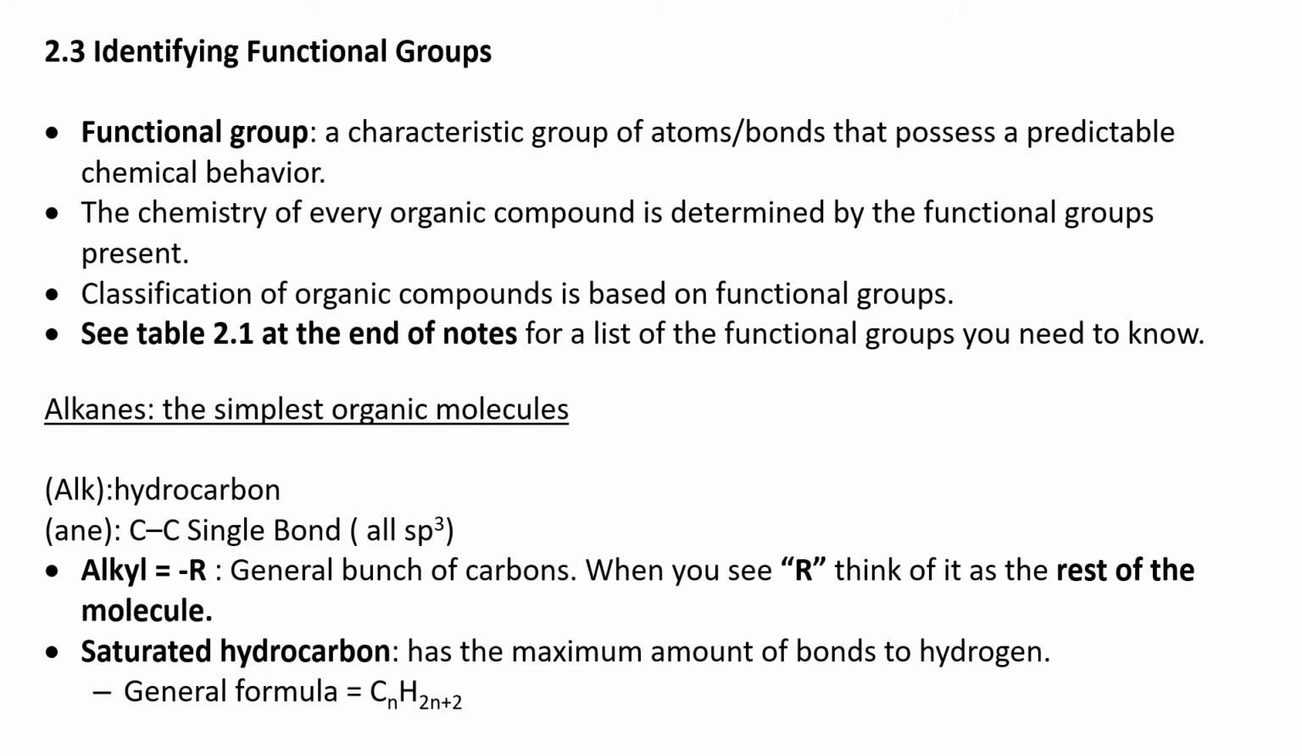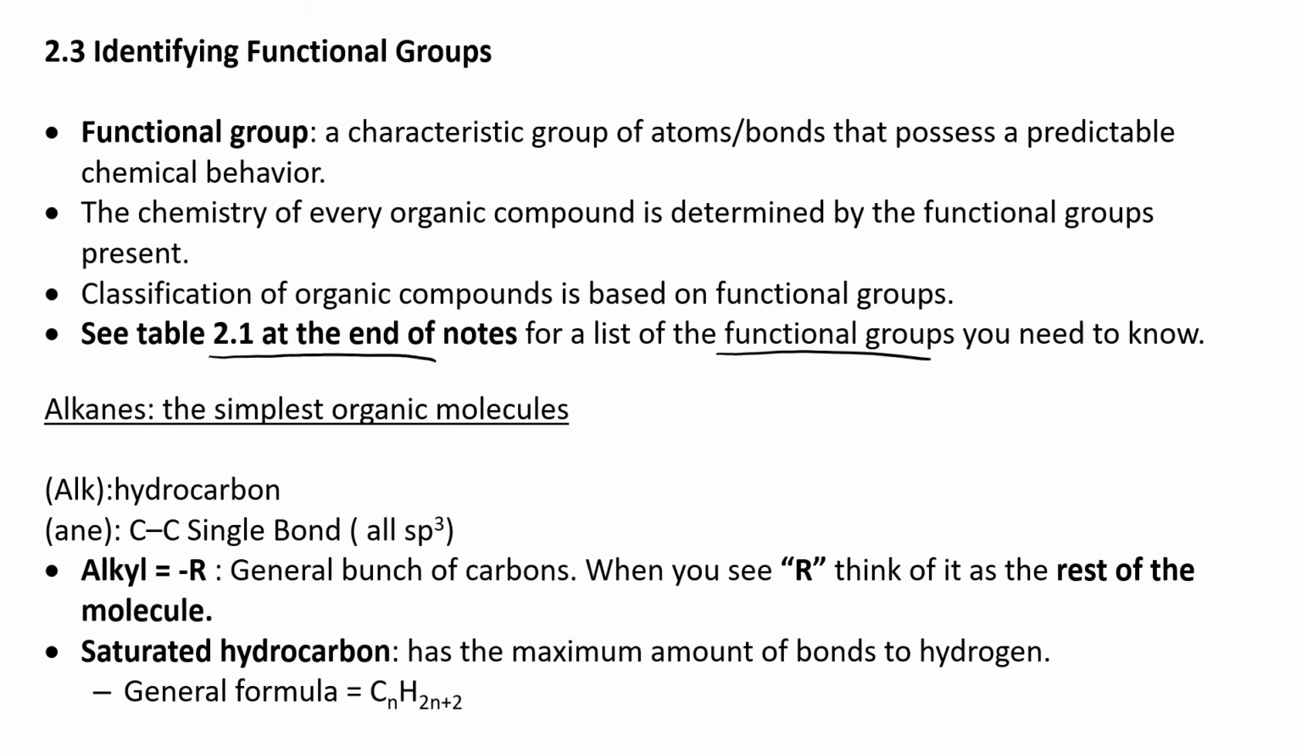Section 2.3 deals with the identification of functional groups. A functional group is simply a characteristic group of atoms or bonds that has predictable behavior. So organic compounds can be classified based on their functional groups. There's a table at the end of the notes that has a list of the functional groups that you need to know. We're going to go through these.